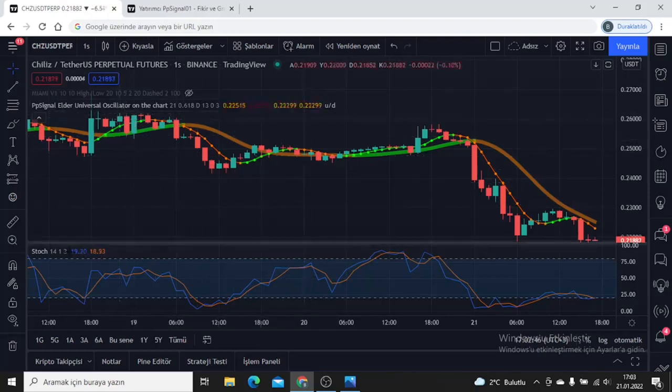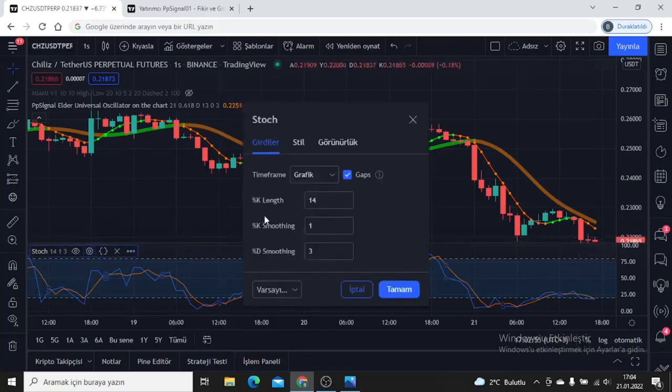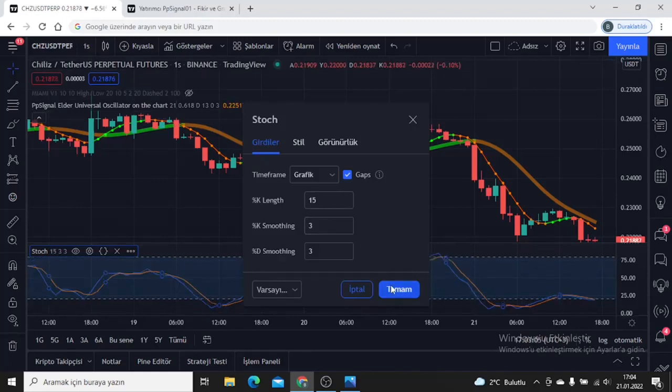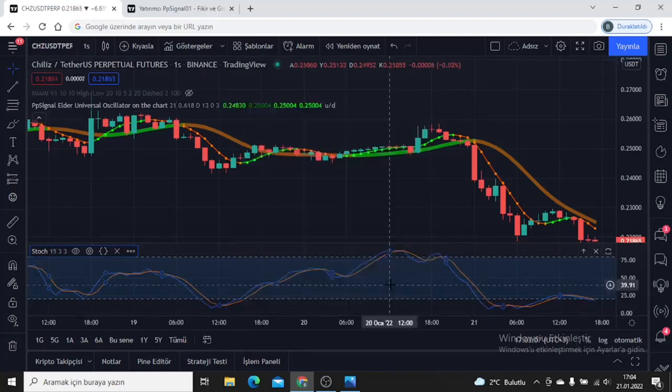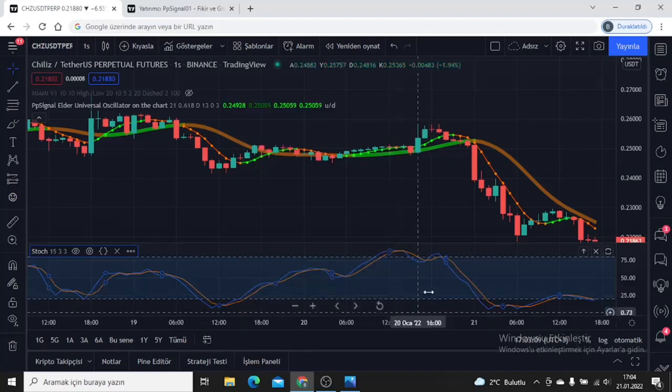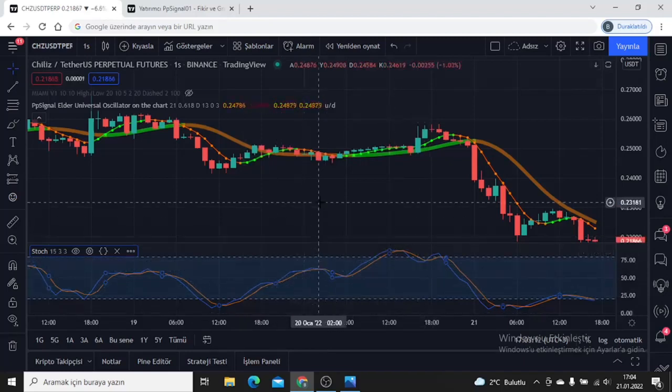I am not changing its settings. Since our period is 1 hour, we need to adjust the stochastic settings according to the 1 hour period. I am changing the input settings for this. On the 15-minute and 5-minute charts I use the settings 5, 3, 3, and in a 1 hour period I make the settings 15, 3, 3. Guys, as you can see, after clicking OK, the stochastic is adjusted.